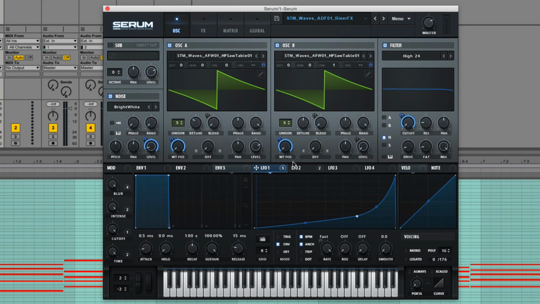I guess a couple notes. The reason I'm using these high pass tables is because they filter themselves out. So these filter out, and then the noise is still going, and then this high pass filter filters the rest of the way.